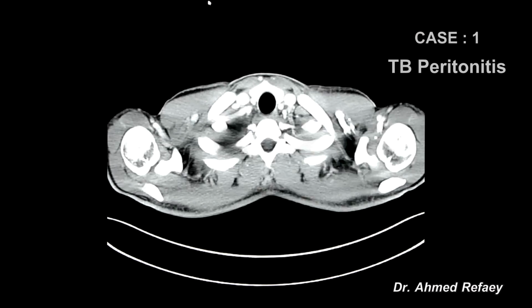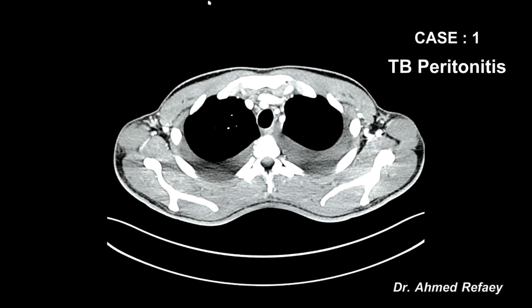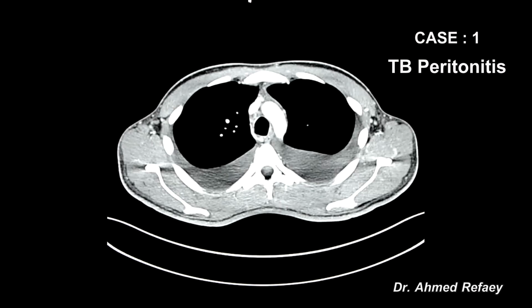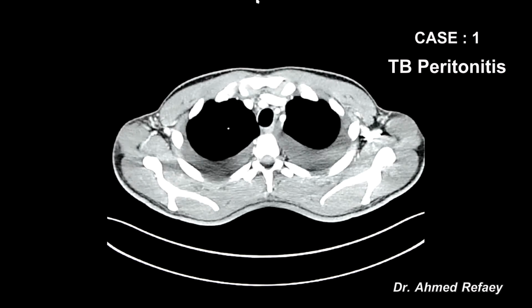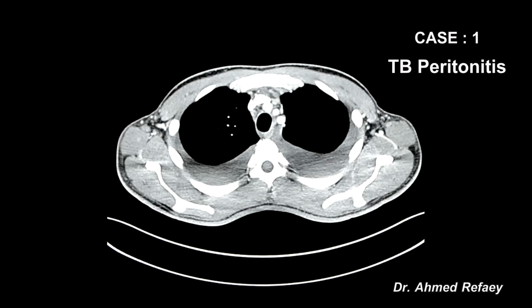This is the first case of tuberculous peritonitis. This is CT study for the chest, abdomen, and pelvis with intravenous and oral contrast administration. This is the chest study here. In the mediastinal window here, we can appreciate the normal great vessels of the aortic arch. The first one, left subclavian artery. This is the left common carotid artery, and this one is the brachiocephalic artery.